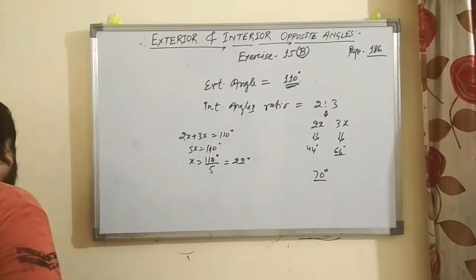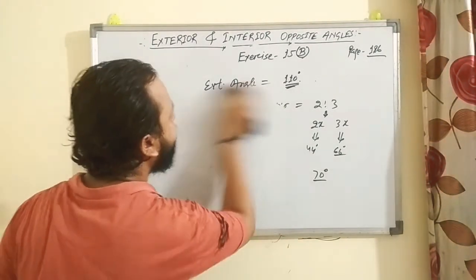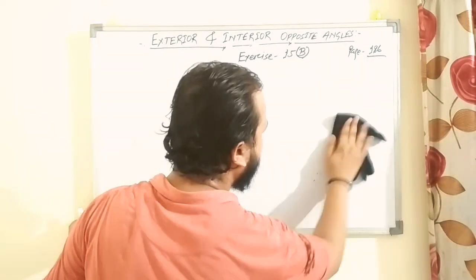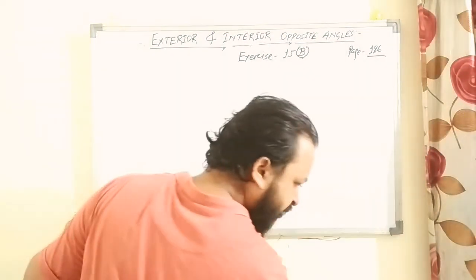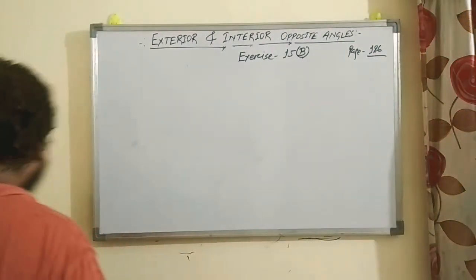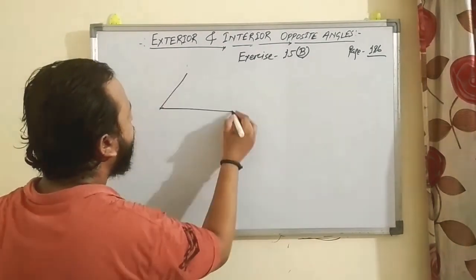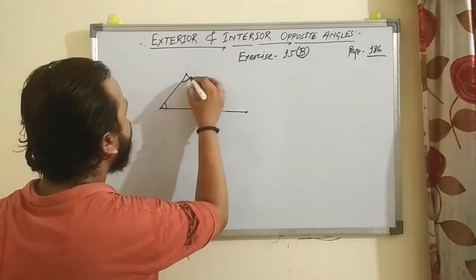This is also the same as question number 4. In question number 4, the ratio is given. Here it is given that both the interior angles are equal and the exterior angle is given as 100 degrees. So the figure is like this, right? These two angles are equal.